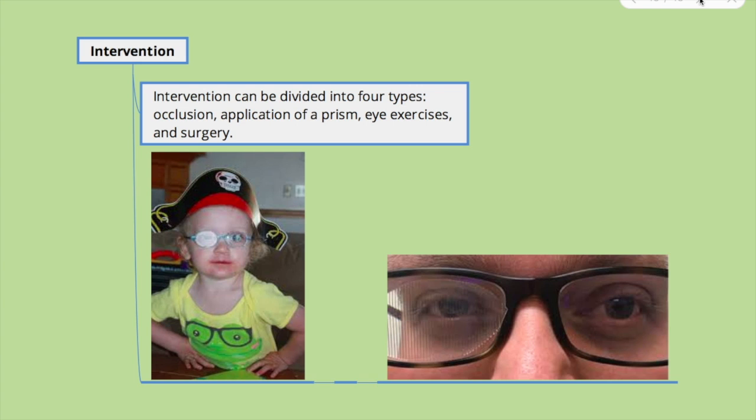Interventions are divided into four types: occlusion, application of a prism, eye exercises, and surgery. Here are two different examples of prisms applied to the eyewear.